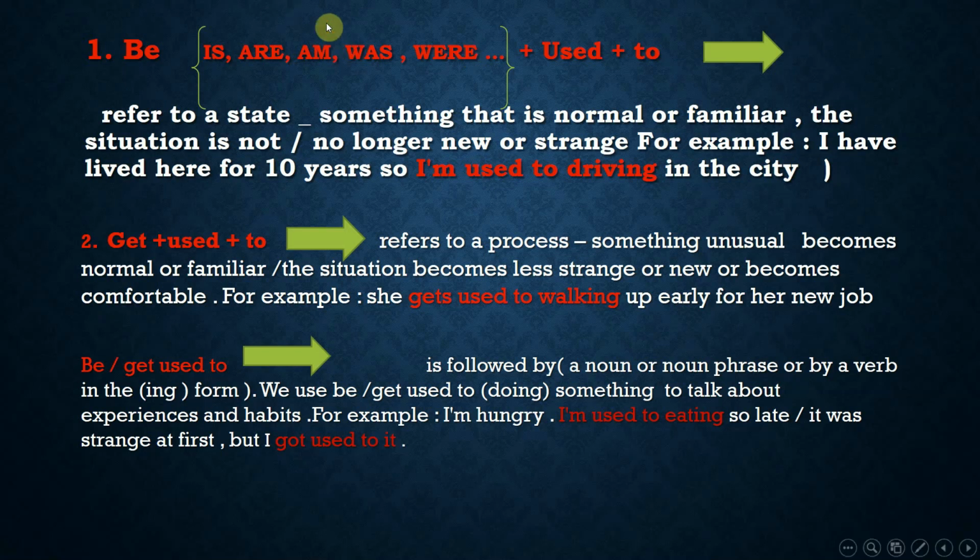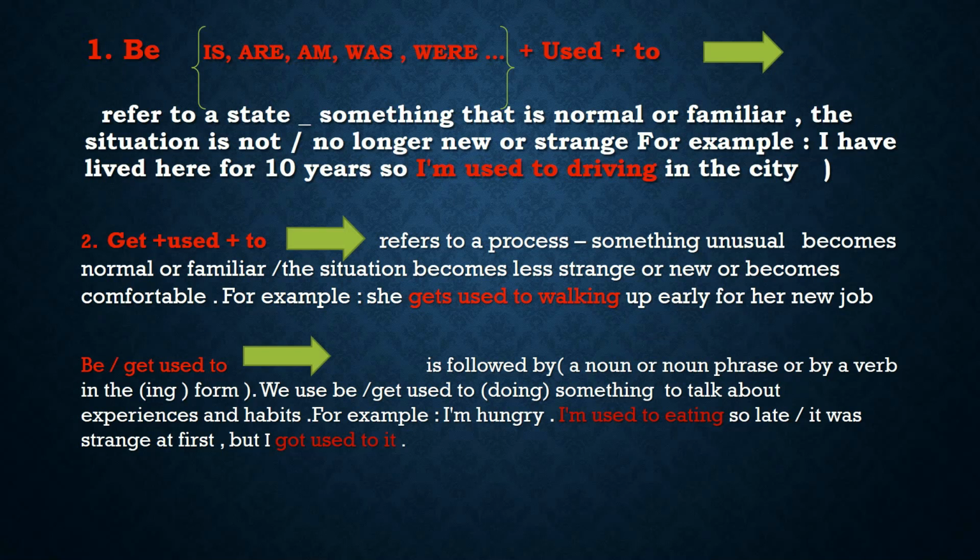بعديهم لو أي وحدة منهم بنحط لنا used to. In which case? In the case of something that is normal and it's no longer strange، صار عندنا إشي عادي طبيعي. But we use get used to، زي ما حكينا. Get ممكن تكون عندنا got، have gotten، getting، gets. It refers to a process where something unusual becomes normal or familiar and the situation becomes less strange. أصبح الوضع أقل غرابة يعني أكثر ارتياحا.